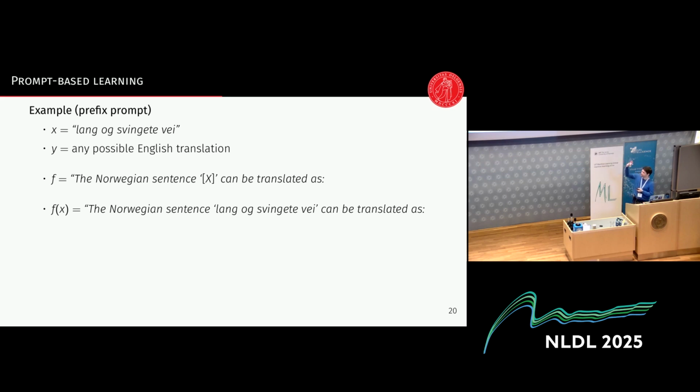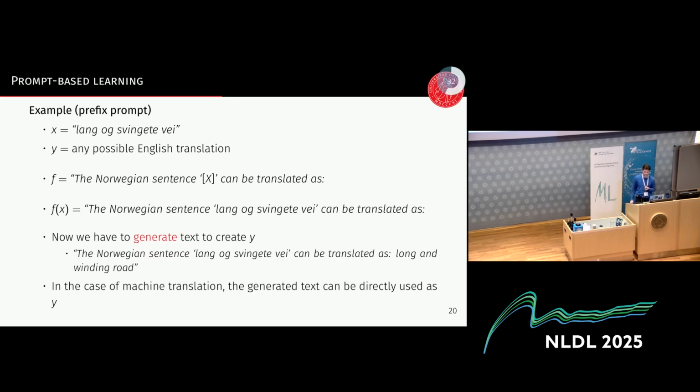So the language model has to do two tasks, right? It has to understand what you actually mean by this prompt, and then it also has to be able to perform the target task. We input this into the language model and generate the output, and if we are lucky, it actually generates the translation. Now, in the case of machine translation, we can just take this generated output, and we are happy because this is the translation.